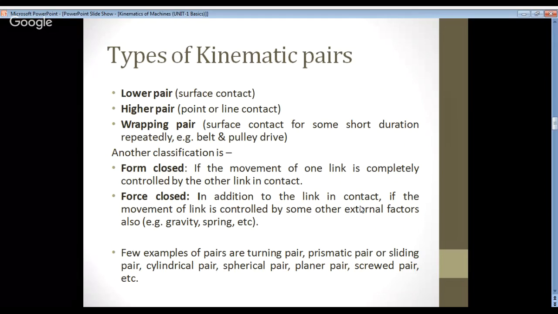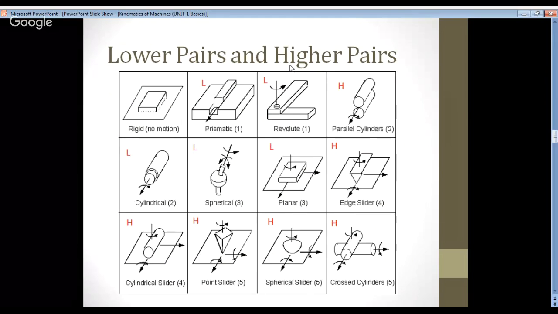Wrapping pair is called when the contact between the two surfaces is for a limited time period, as in the case of belt and pulley, as you have seen, when the contact is only during the angle of wrap. Similarly, form closed and force closed are also classifications of kinematic pairs. So in the next slide, let us see different examples of different pairs.